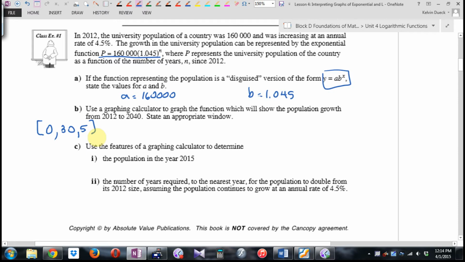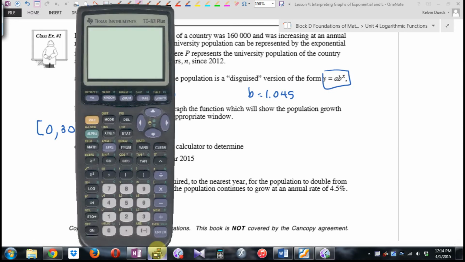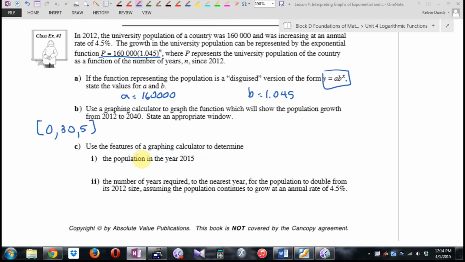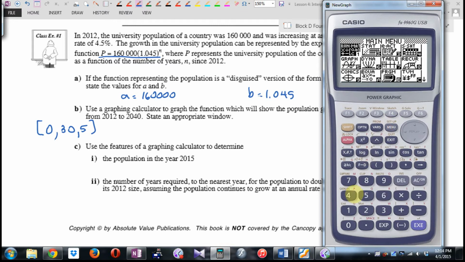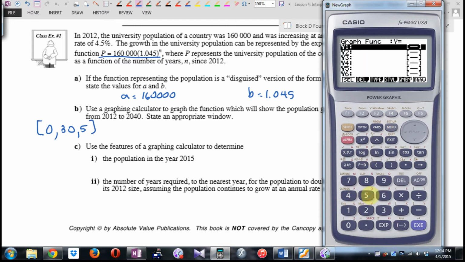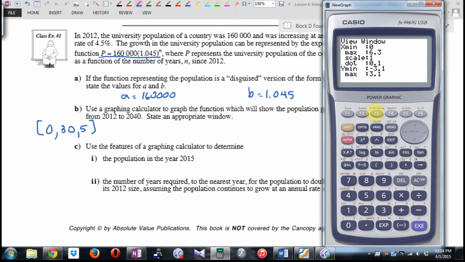This is how you write a view window. The first bracket is your X values. So if you can get out your graphing calculators, go to your graph menu, delete any graphs that are there, and then remember, don't hit F3, that changes the type of graph and you get into all sorts of hot water. Hit Shift F3, my minimum X is going to be 0, my maximum X is going to be 30, scale 5, and now I'm going to pause.